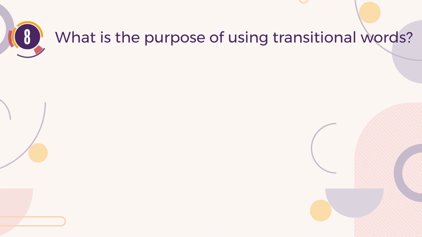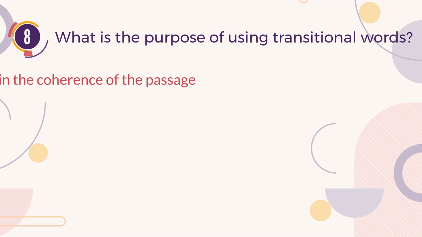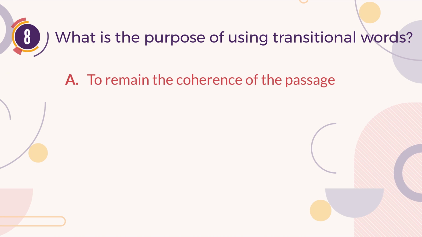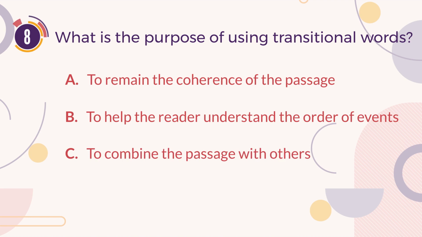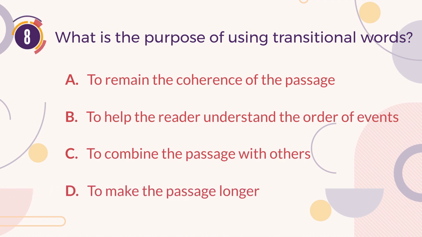Number 8. What is the purpose of using transitional words? A. To remain the coherence of the passage. B. To help the reader understand the order of events. C. To combine the passage with others. D. To make the passage longer.